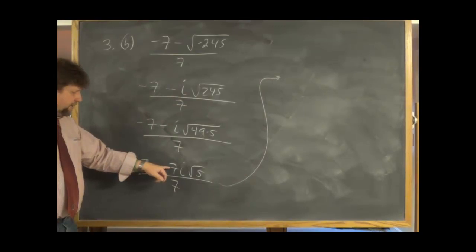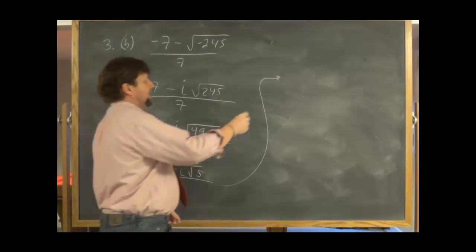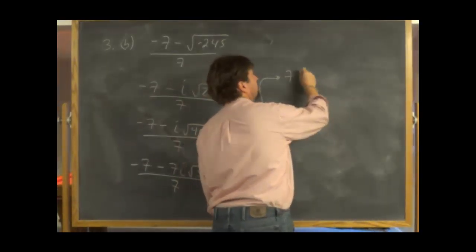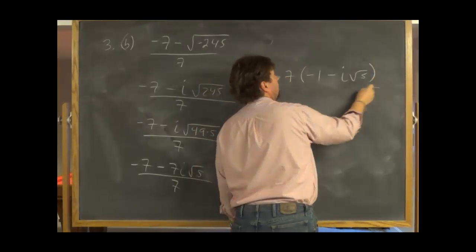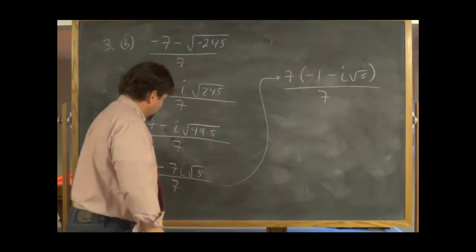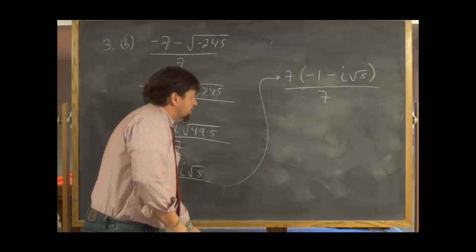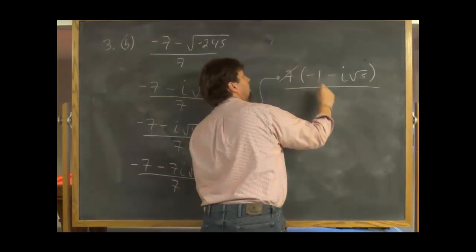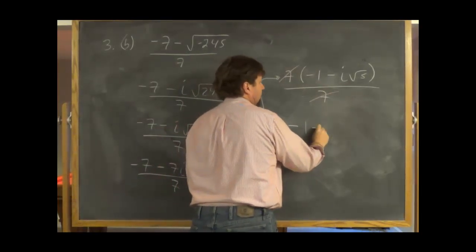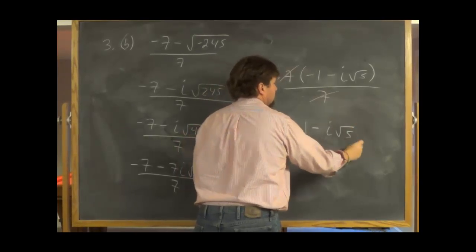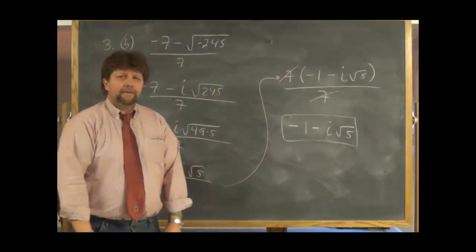If I look up here in the numerator, both of these terms have a factor of 7. So I'm going to go ahead and factor a 7 out. That'll give me a 7 times a negative 1 minus i square root 5 all over 7. And since I was able to factor a 7 out, I can now cancel out the 7. So let me get this pink colored chalk, cancel out the 7s, and I get as my final answer negative 1 minus i square root 5. Hopefully that's what you have for 3 part B.